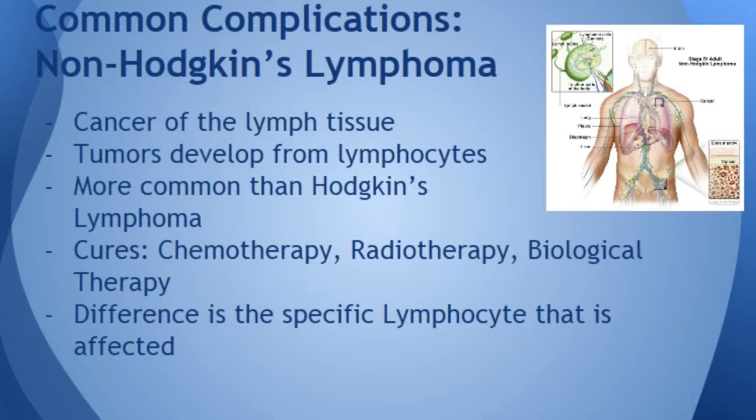It is more common than Hodgkin's lymphoma, and it has some of the same treatments as Hodgkin's lymphoma, such as chemotherapy and radiotherapy, but another treatment for non-Hodgkin's lymphoma is biological therapy. And the main difference between Hodgkin's lymphoma and non-Hodgkin's lymphoma is the specific lymphocyte that is affected with both of the lymphomas.